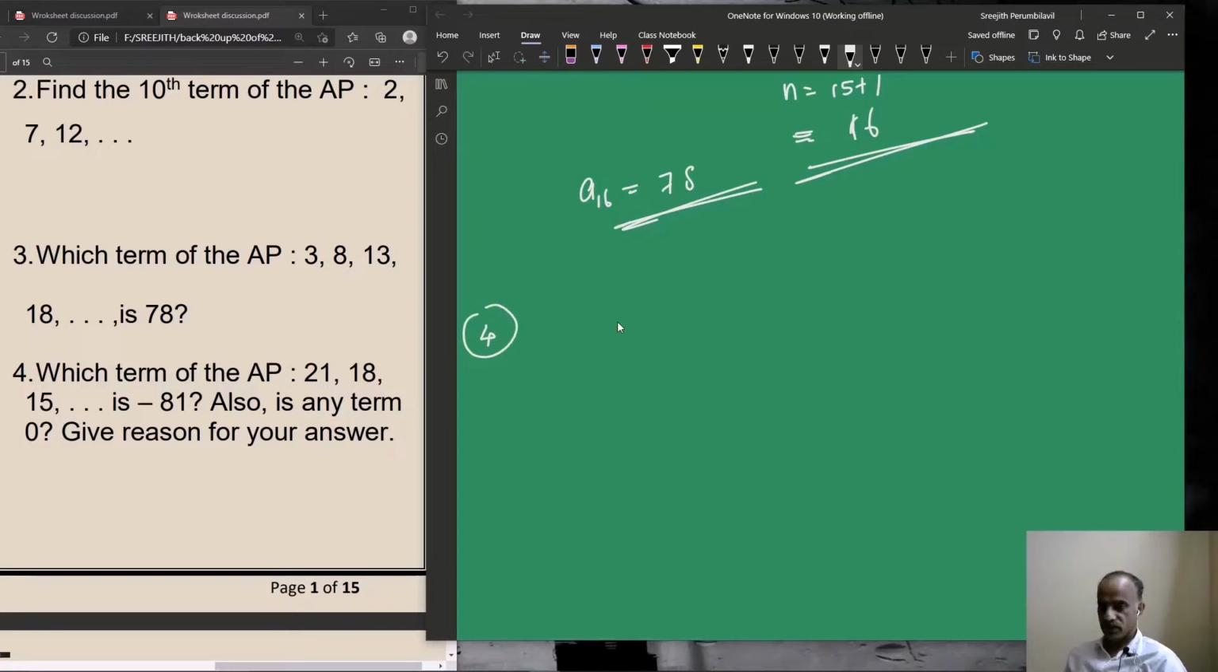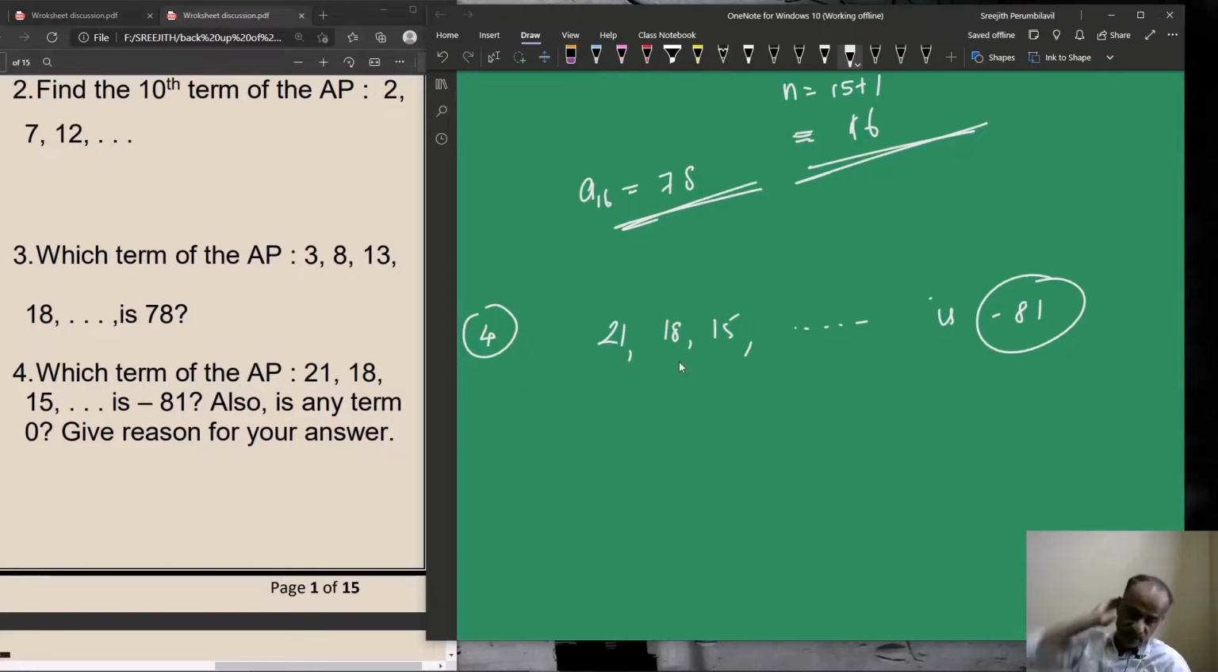Which term of the AP 21, 18, 15, etc. is minus 81? What is the position of minus 81 in this AP? It's a decreasing AP. If it is a decreasing AP, what do we know? The d will be negative. a is equal to 21.